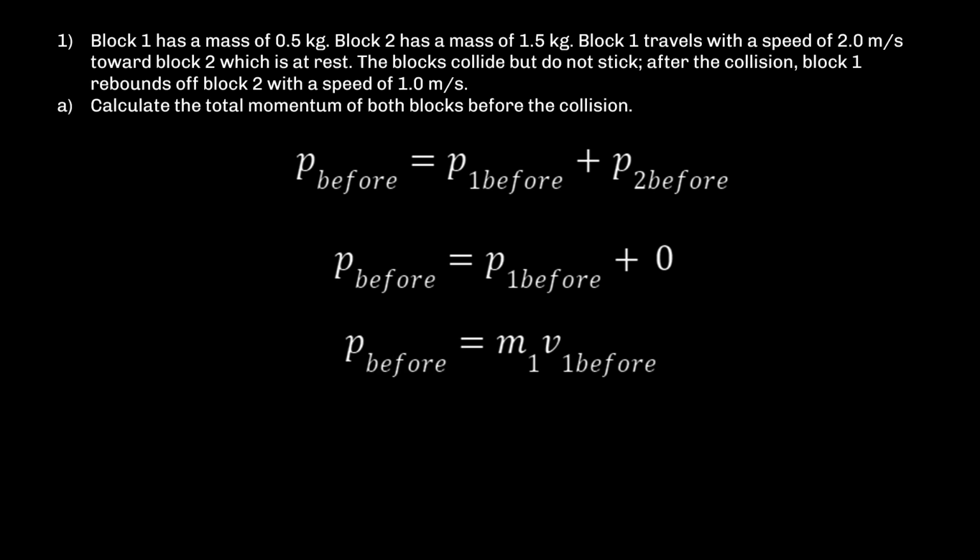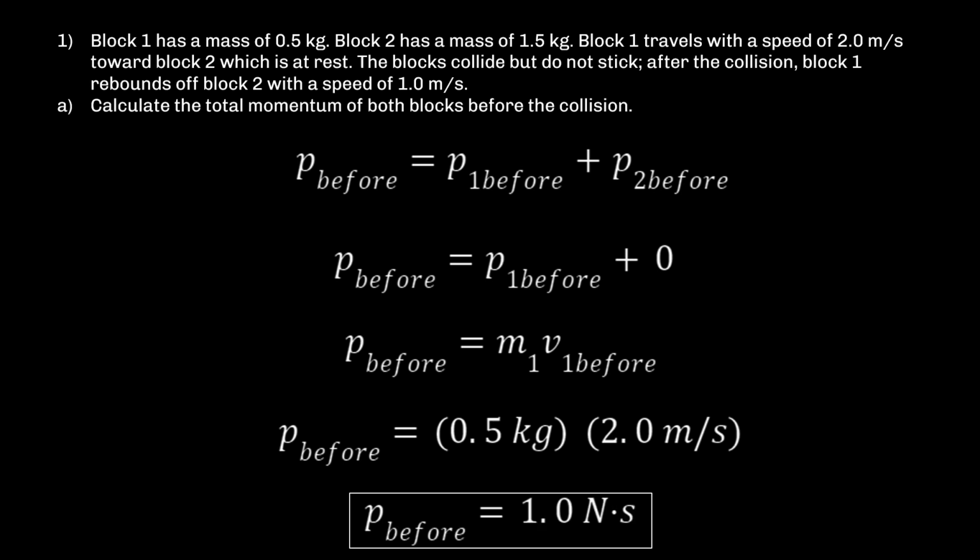Now I'm just going to plug in my numbers. My mass for block 1 was 0.5 kilograms, and the speed for block 1 as it travels towards block 2 was 2 meters per second. I'm going to plug those in. Give yourself a second to plug that into the calculator, but it's just 0.5 times 2. So I'm going to end up with a momentum of 1 newton times seconds.